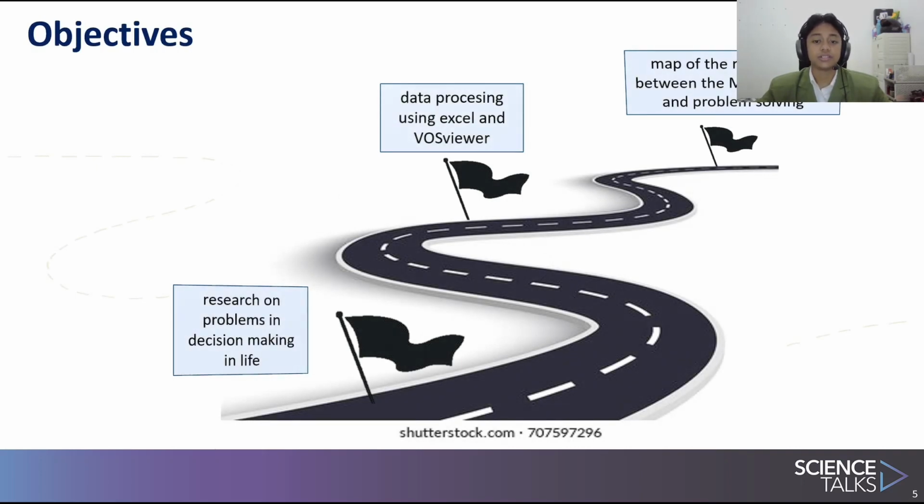By carrying out this research, we have three objectives. The first one is research on problems in decision making in life. In real life, we must have experienced difficulty in making decisions. Therefore, we research the MADM system. Number two is data processing using Excel and VOSviewer. Using the VOSviewer software and Excel can make it easier to research the MADM system. And the last objective is to map the relationship between the MADM system and problem solving. After obtaining all the necessary data, it can be concluded that MADM is an effective way to solve problems.